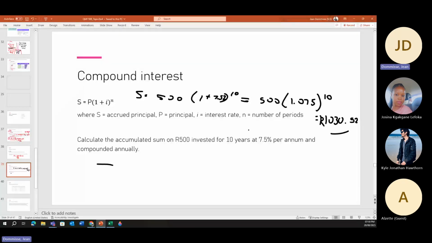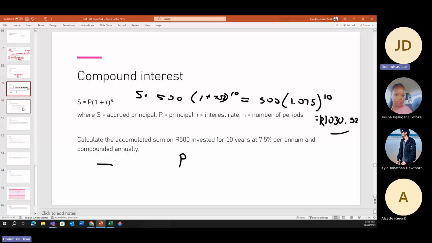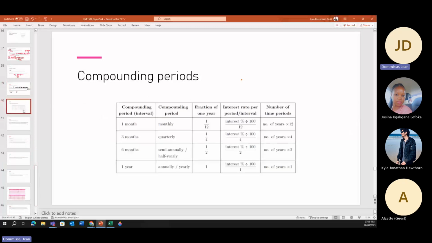So on the financial calc, yes, please ask. Oh, okay, cool. Okay, perfect. So again, can do it on the financial calculator as well. And you can test it on Excel.